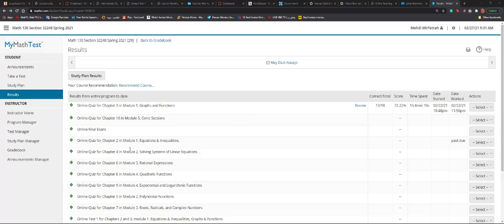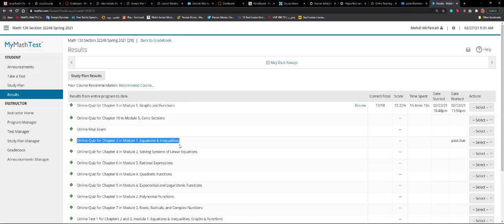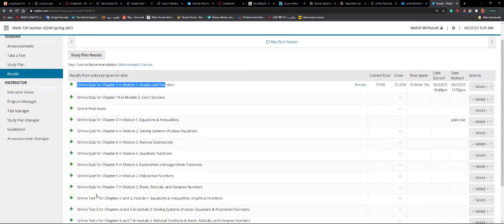Okay, so what we're doing now is to take a look at the progress on my math test. When you log into your math test, you would see the list of quizzes you completed. By now, you should be done with quiz number 2 and quiz number 3. And by tomorrow, you should be done with the online test number 1, which includes chapter 2 and 3.